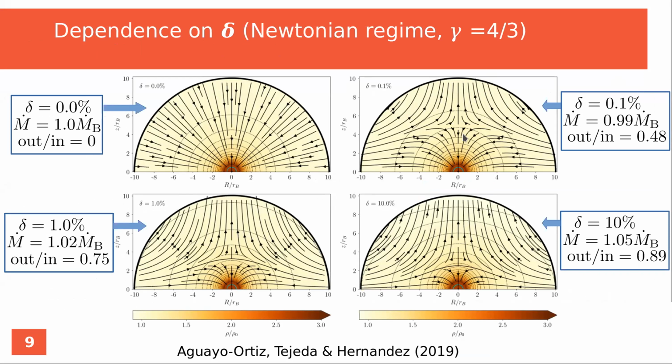Note that, as expected, when the density contrast is 0, the Bondi spherical solution is recovered. On the other hand, as soon as the density contrast is larger than 0, the flow morphology changes abruptly into an inflow-outflow configuration. Also note that as the density contrast increases, a larger fraction of the incoming flux is deflected as a bipolar outflow, in this case reaching up to 90%.